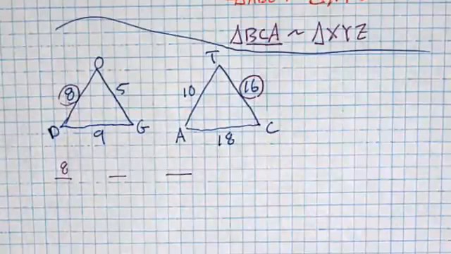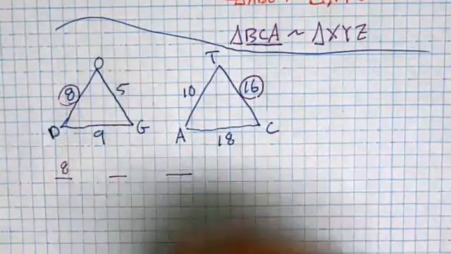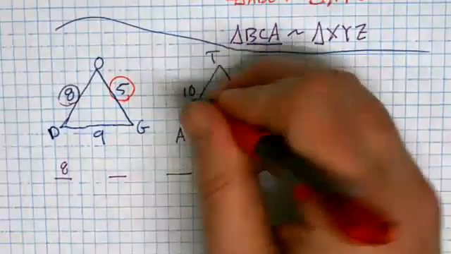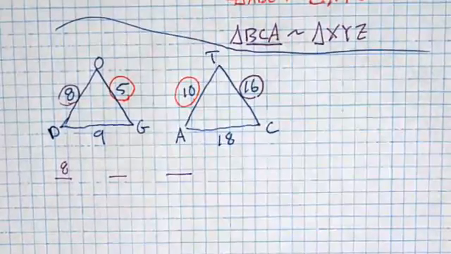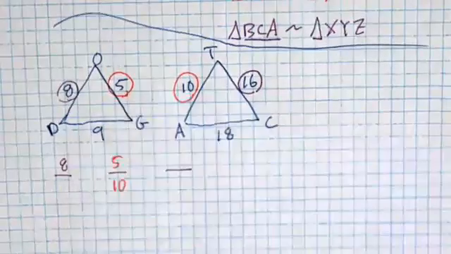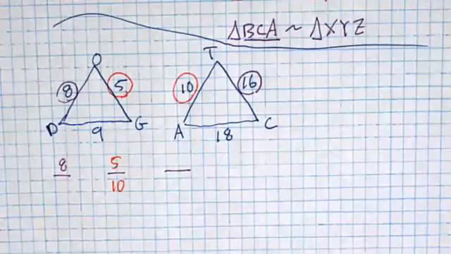Look at your 2 shapes and find the smallest side in both shapes. What is the smallest side in this one? 5. And what is the smallest side in this one? 10. 5 and 10 are going to go together because they are both the smallest sides. So one of my fractions is going to be 5 and 10. Now I'll do the same thing, but find me the biggest side in each of the shapes.